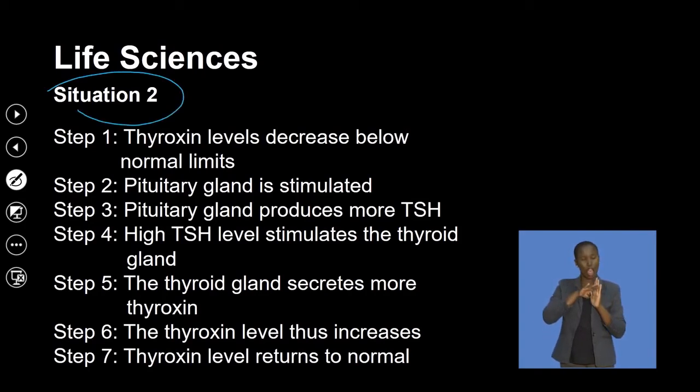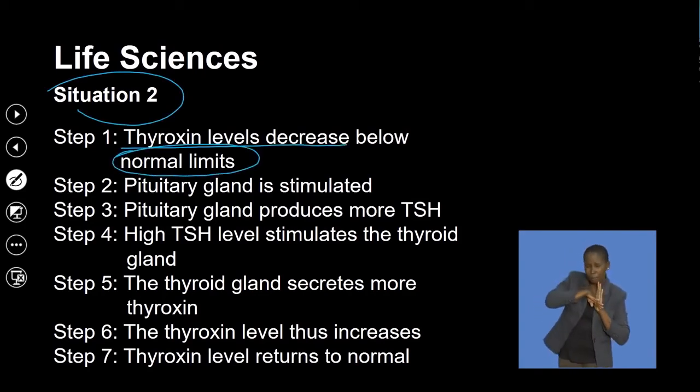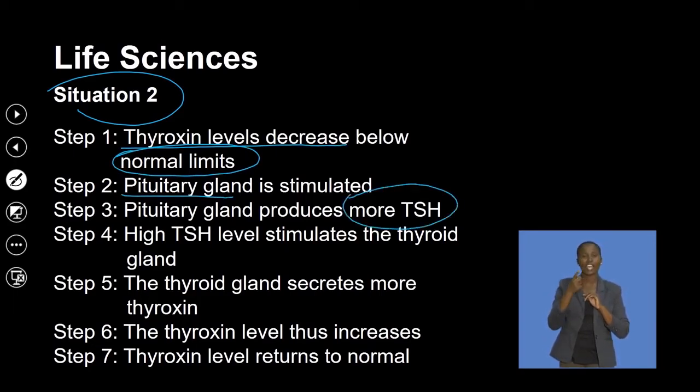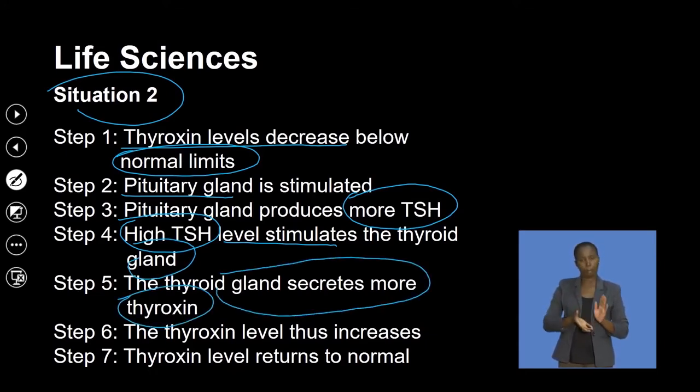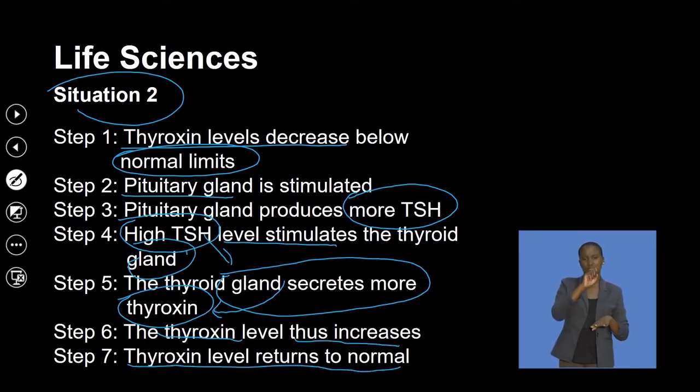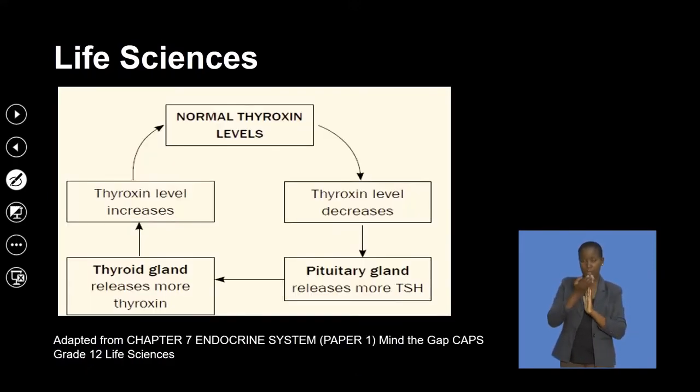So situation 2, when the thyroxine levels decrease below the normal limits, the pituitary gland is then stimulated to produce more TSH. The high TSH levels stimulate the thyroid gland to produce more thyroxine. So that's the positive feedback now. So we're seeing more TSH, more thyroxine, eventually resulting in the thyroxine levels increasing and coming back to normal. And that's illustrated in this flow chart.